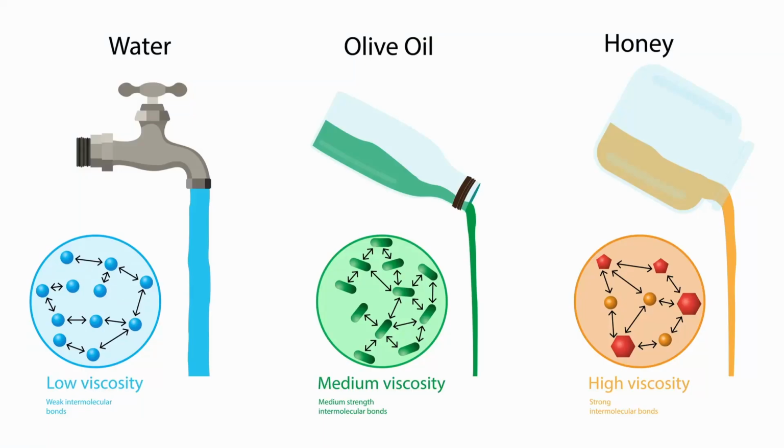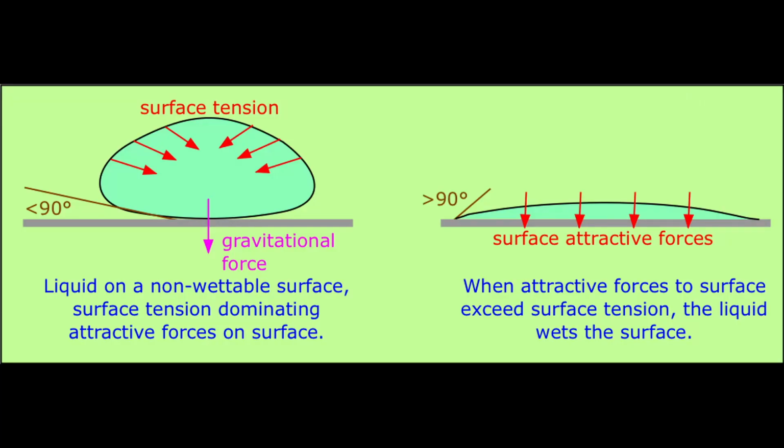Many oils, as well as honey, have higher viscosities than water because of the clinginess of their own molecules to each other. The clinginess of water, due to its polar molecules, causes it to wet the surfaces of other materials.